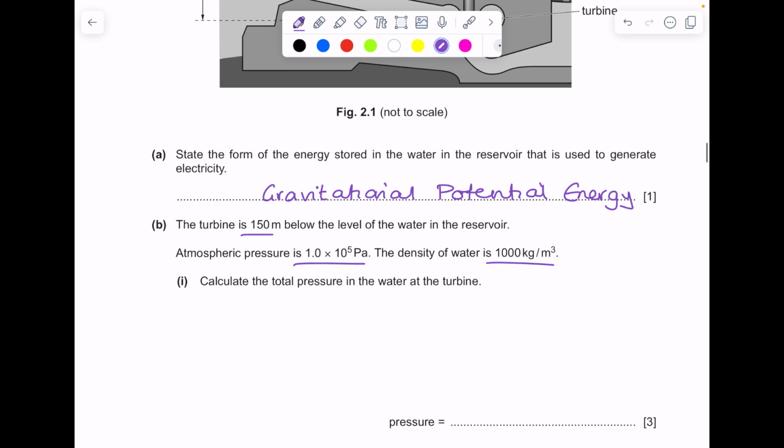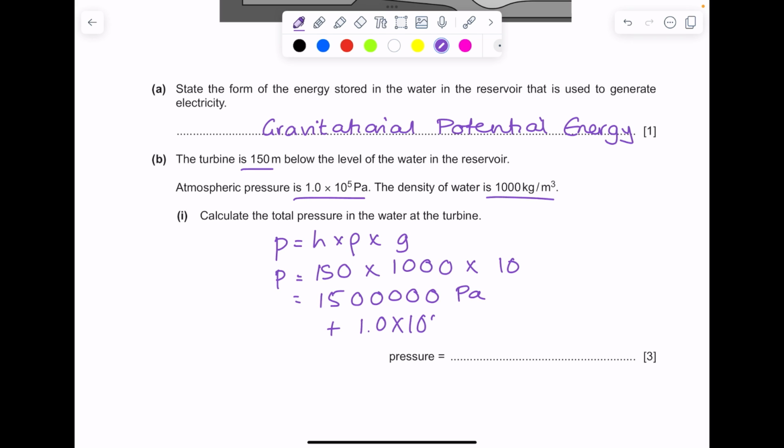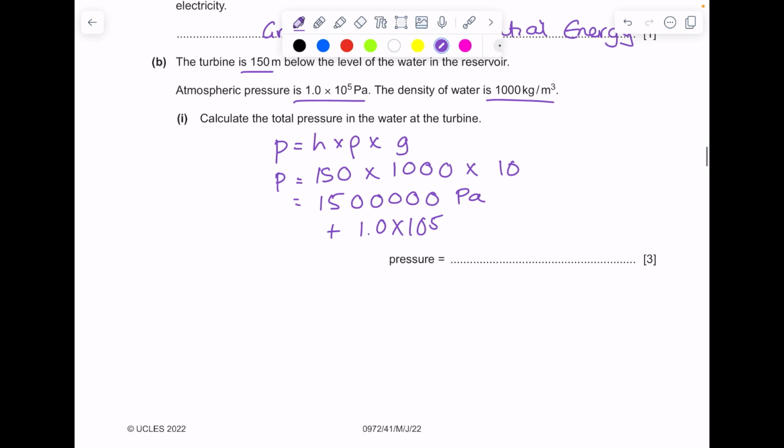So we use this equation, which states that pressure difference is height times density times gravity. So the height is 150 metres. Density, we've been told, is 1,000. Gravity is 10. Put that into your calculator. And then you want to add it to atmospheric pressure. So your final answer is 1.6 times 10 to the 6 pascals.